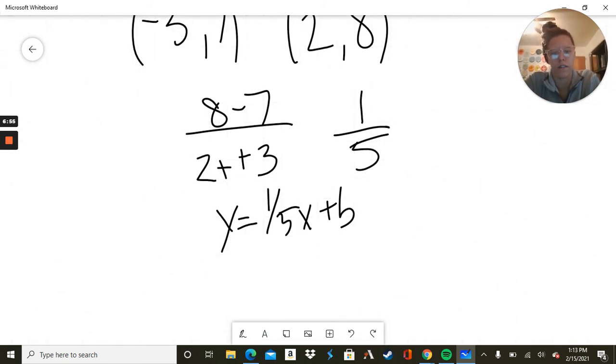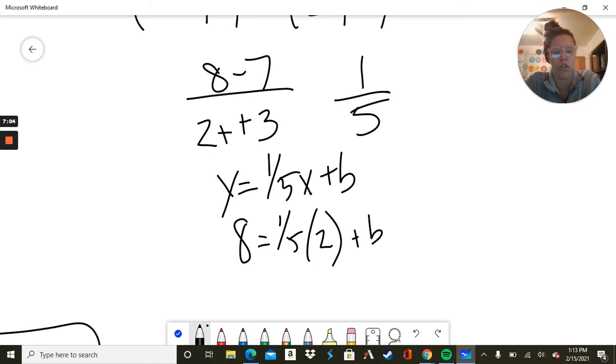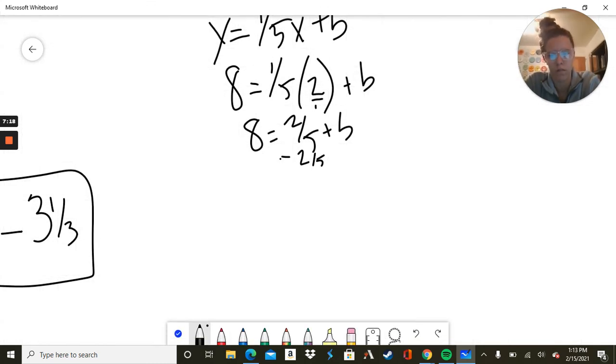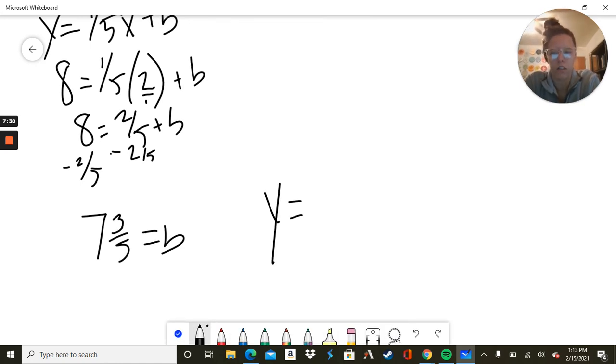Let's use the second equation. So 8 equals 1/5 times 2 plus b. 2 times 1 is 2. 5 times 1 is 5. So 8 equals 2/5 plus b, minus 2/5, minus 2/5. We get 7 3/5 equals b. Again, we rewrite the equation. y equals 1/5 x plus 7 3/5.